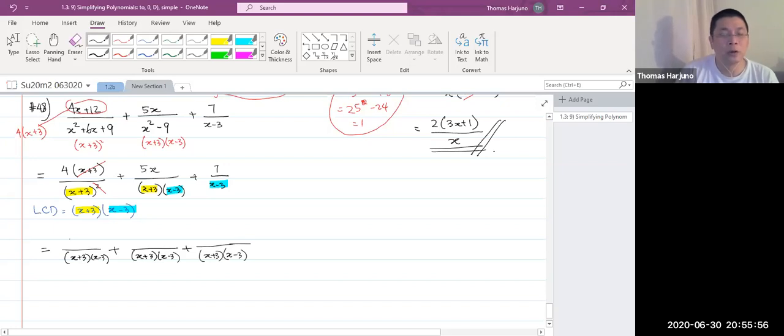And then on the top here, I already have 4. I was missing x − 3. Here, nothing changed. They already have the same denominator. The last term here, I have 7. I need x + 3.